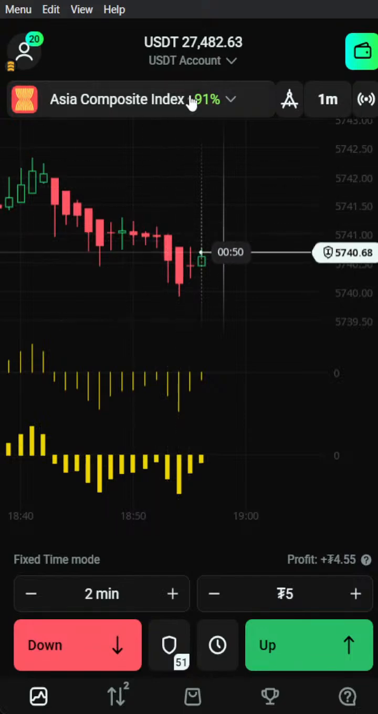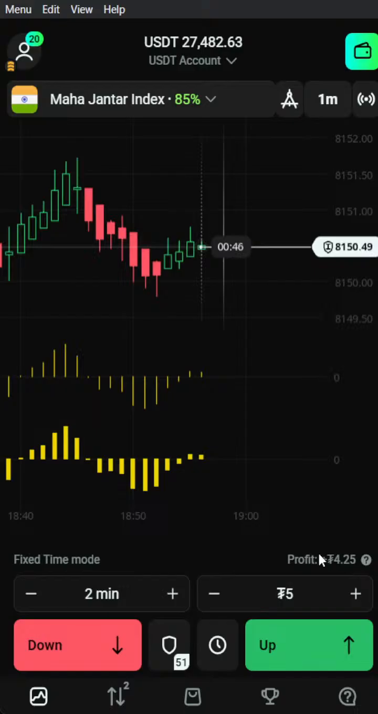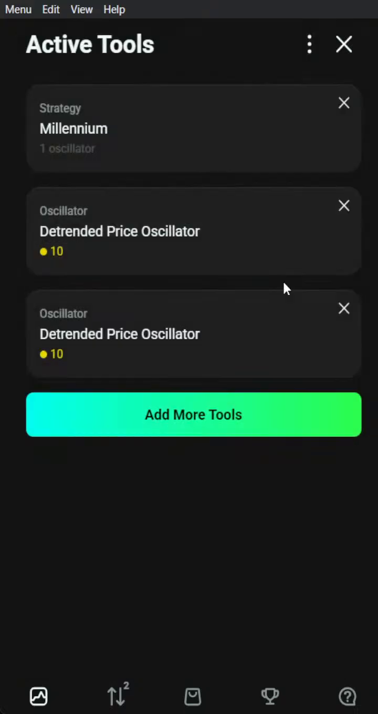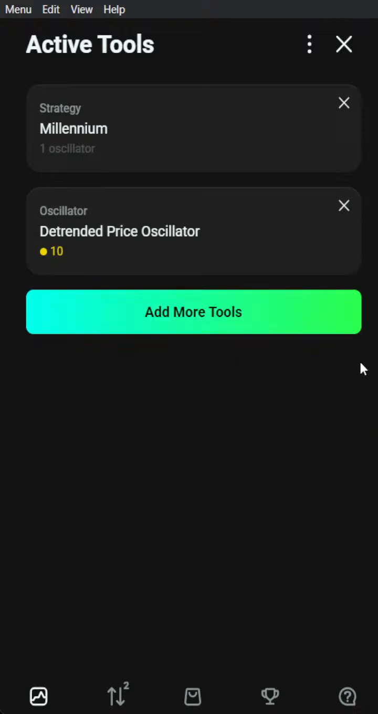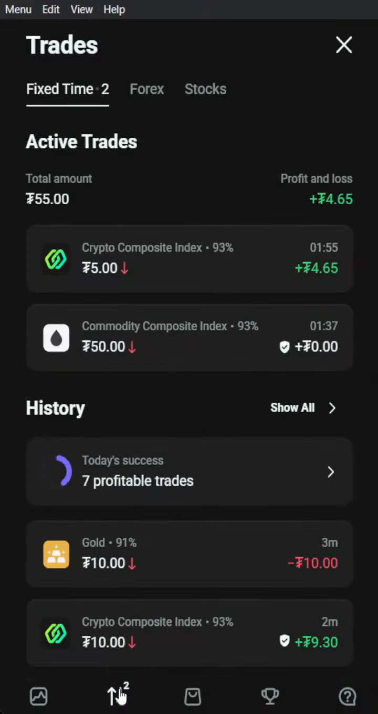Up at Mahajantar. Where is Mahajantar? Mahajantar is here. Okay. Yes, but do you see that trend? Okay, I have two DPOs. Sorry, I was showing one. I will remove this one. That's why I was saying what's happening. Yes, so up at Mahajantar is there.